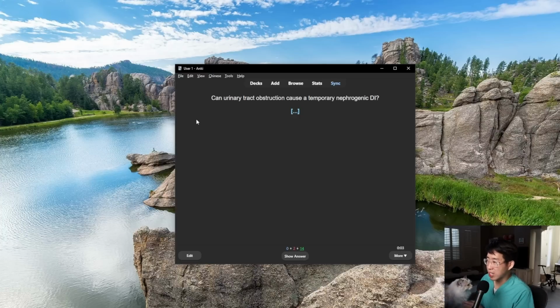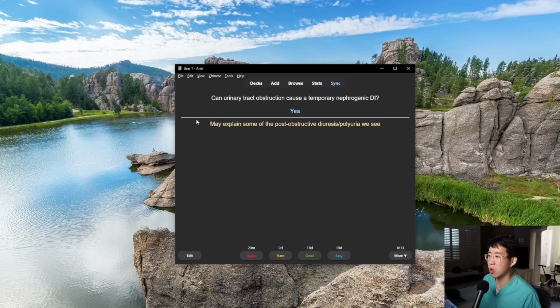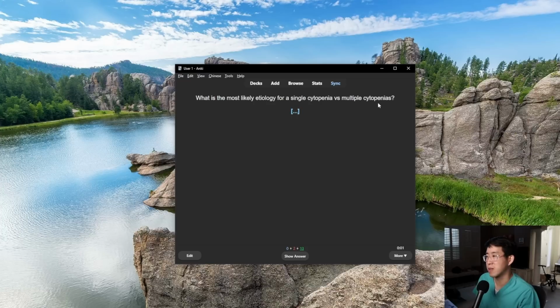Can urinary tract obstruction cause a temporary nephrogenic DI? Actually, it's very common for an obstruction to cause temporary nephrogenic DI. And so this is partly why we see some of that post-obstructive diuresis. I actually had a patient who had quite significant post-obstructive diuresis for 5 or 6 days. And basically, they were having this nephrogenic DI picture afterwards.